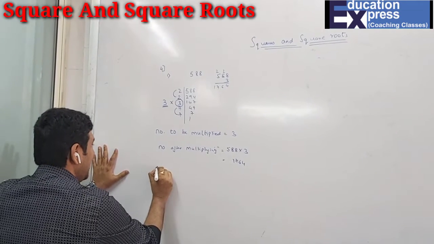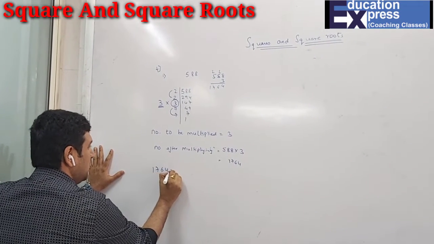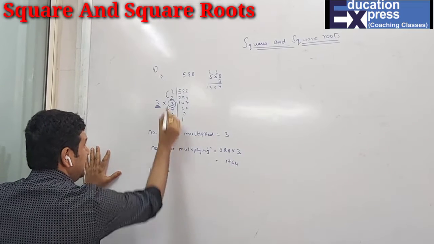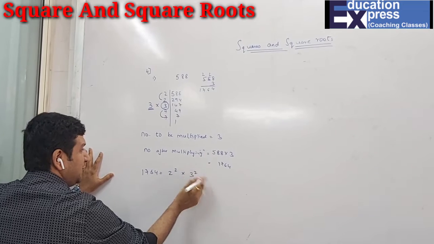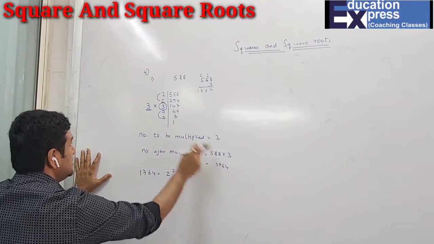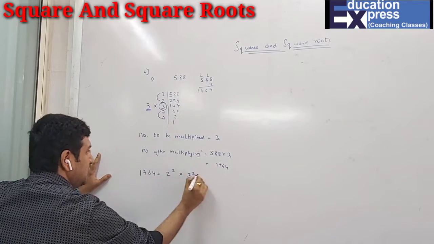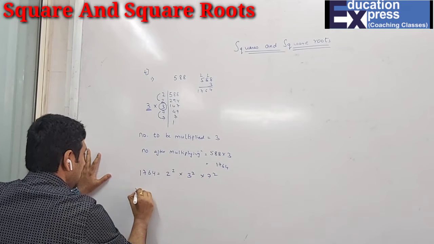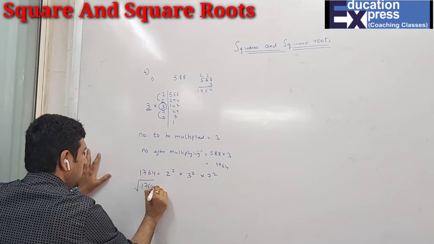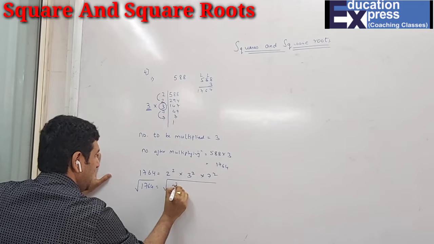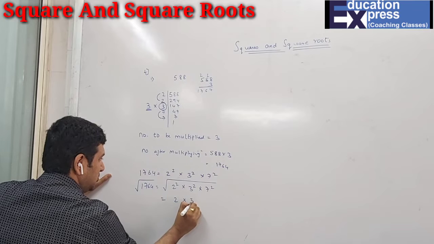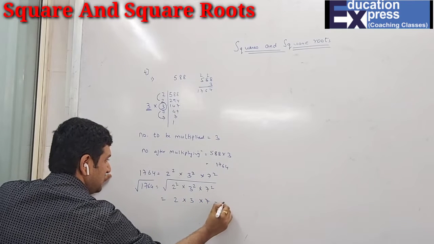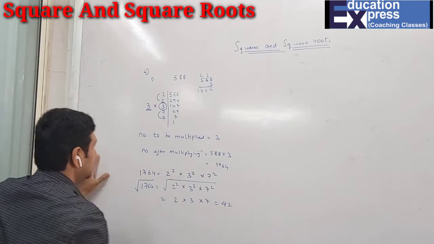So now when I write 1764, this will be 2 square, then 3 into 3, 3 square, because after multiplying 3 I have got 1764. So now this 3 is included, and then last is 7 square. So under root 1764 will be under root 2 square, 3 square and 7 square. The answer is 2 into 3 into 7, which is 6 sevens are 42. So the answer is 42.